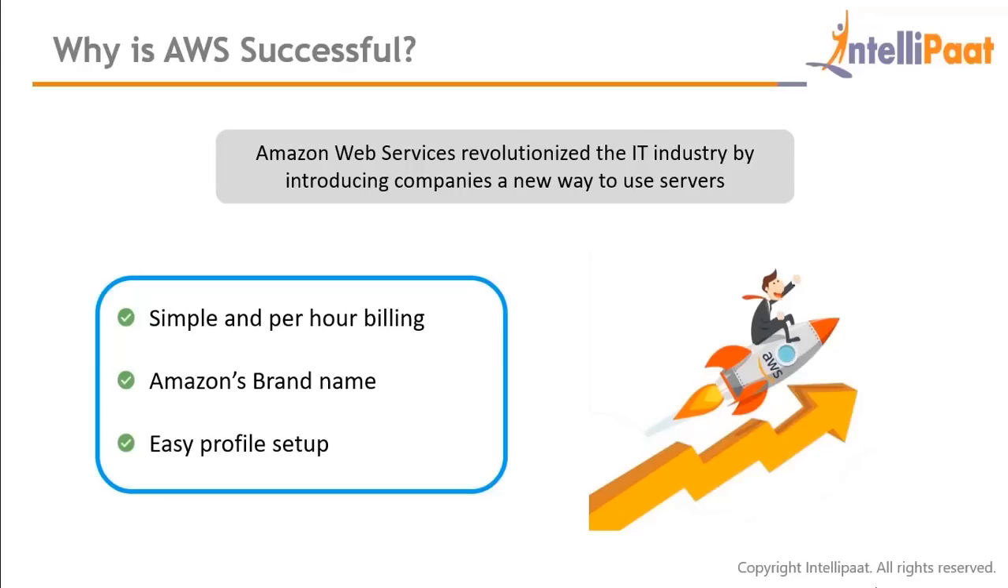The second reason is Amazon's brand name. Amazon.com is a household name all over the globe because it is the biggest e-commerce platform. The third reason is its easy profile setup. The first thing you have to do is provide your details, your email address, your username and password, just like you create a social media profile. And the second step is you have to give your credit or debit card details, and that's it. Your AWS profile has been set up.